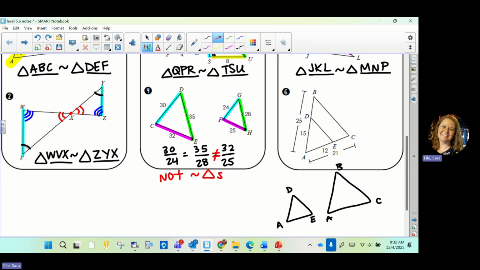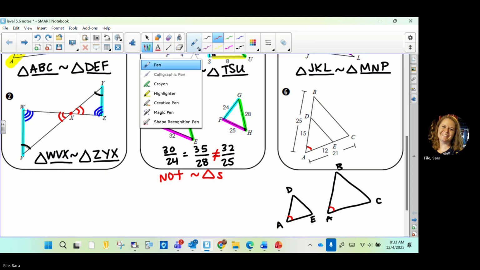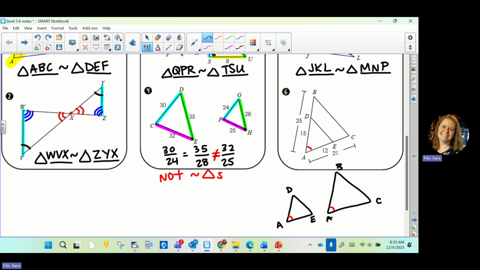So obviously when you have a nested triangle, A is in both. Do you see that? So A is congruent to itself. It has to be. It's the same angle. Y'all agree? So we've got an angle congruent. Now we have to check if we have the proportional sides.